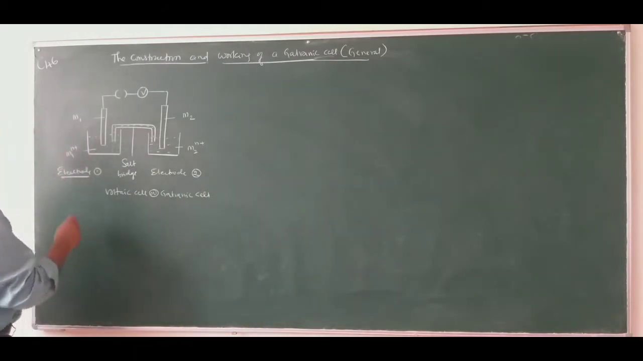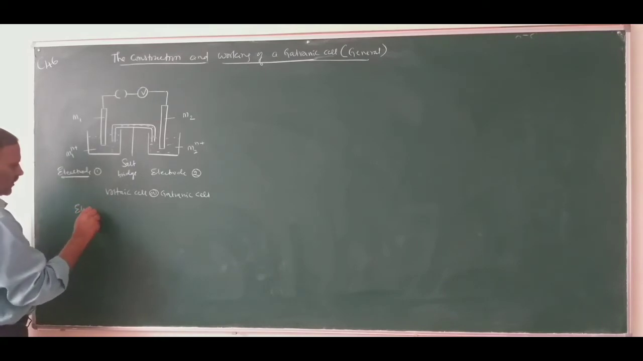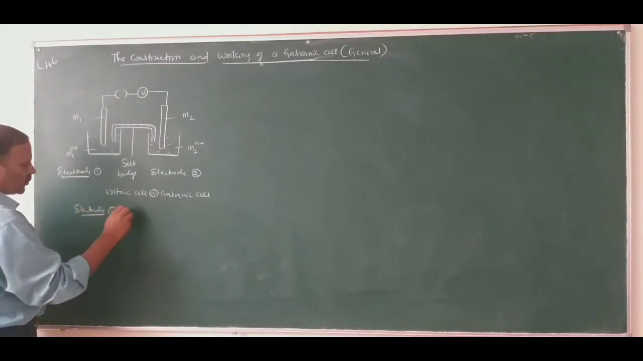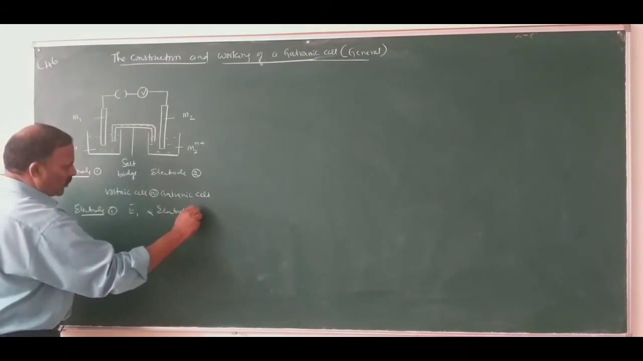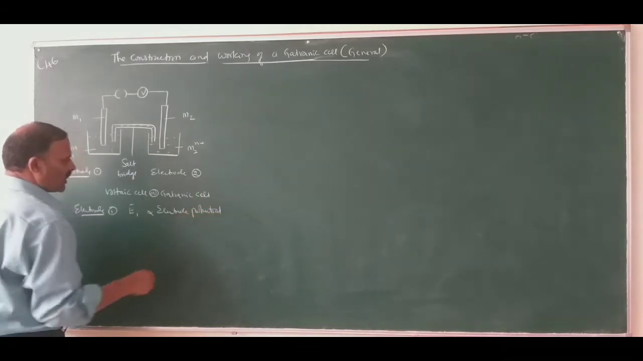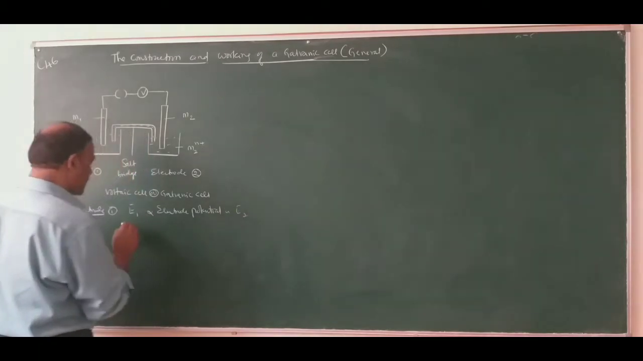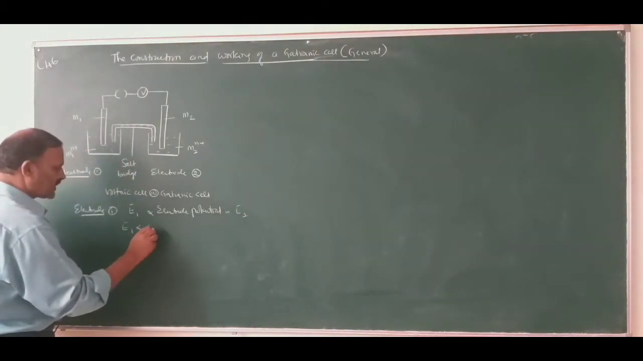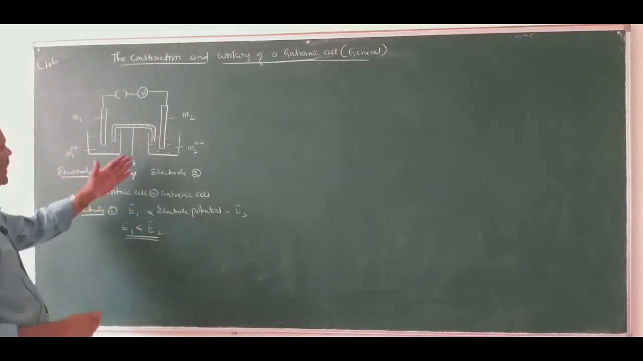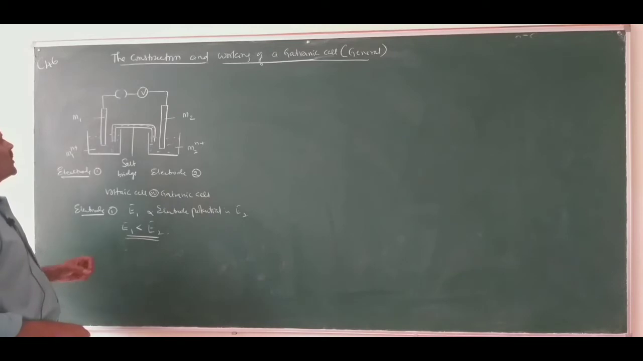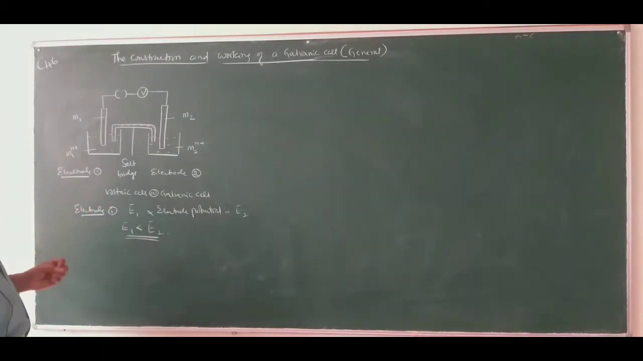So here the electrode potential of electrode 1 is E1, and the electrode potential of this electrode is E2. Here E1 is less than E2. The electrode potential of electrode 1 is less than the electrode potential of electrode 2. So we will get a galvanic cell or voltaic cell. What is a galvanic cell or voltaic cell?